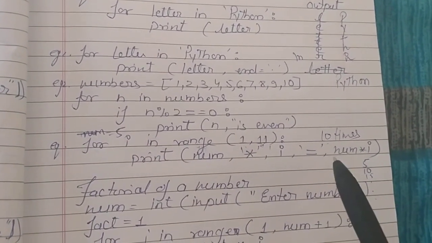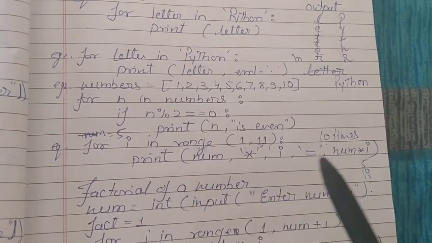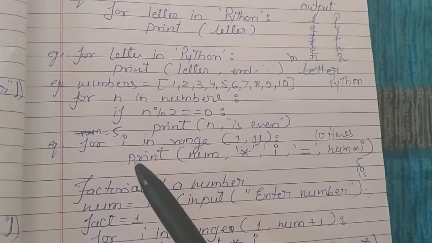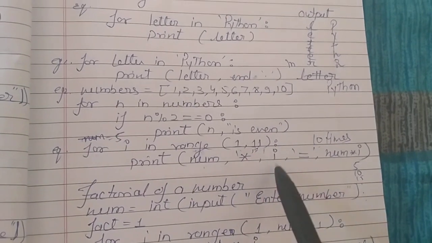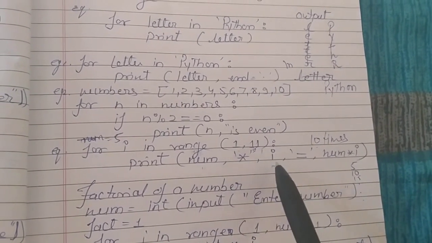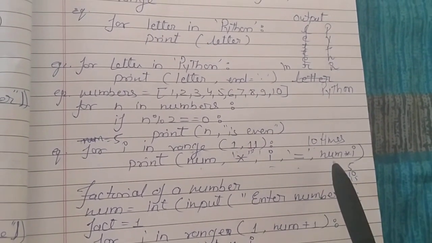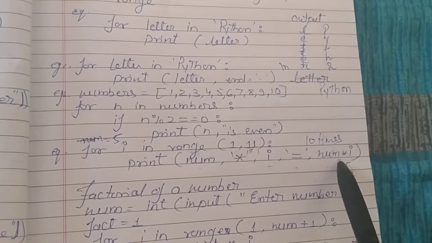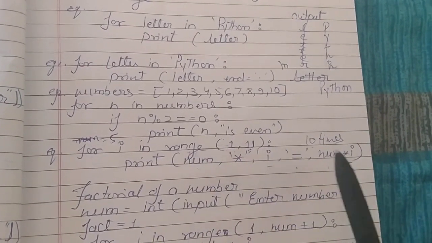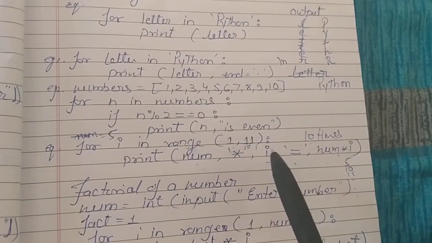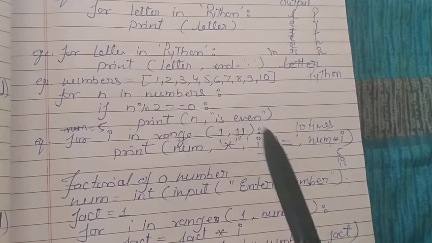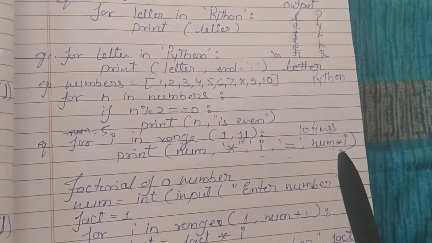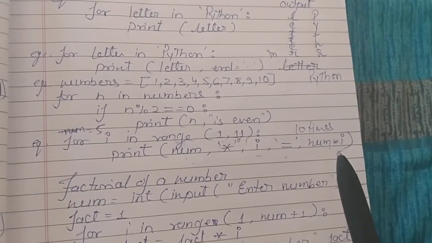What this program is doing, as I explained, is printing the table. Print number, single quote, multiplication sign. First time i will be 1, equal to number into i, meaning multiplication. So 5 into 1 is 5, then next round 5 into 2 is 10, 5 into 3 is 15, like this it will repeat 10 times and your table will be printed.